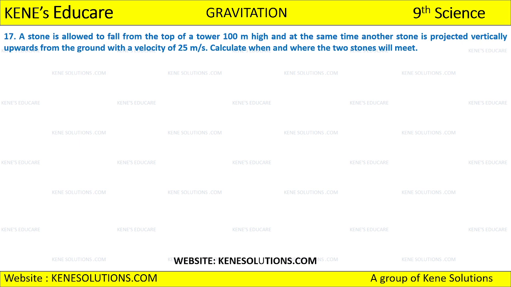So it is clear from the question that we need to calculate the time when two stones meet. After calculating time, we can also calculate the distance. For that, we need to consider the stone which falls from the top of the tower. The initial velocity is going to be 0. So the distance covered by the stone at time t will be ut plus half gt square. You're going to use that and put the values over there.